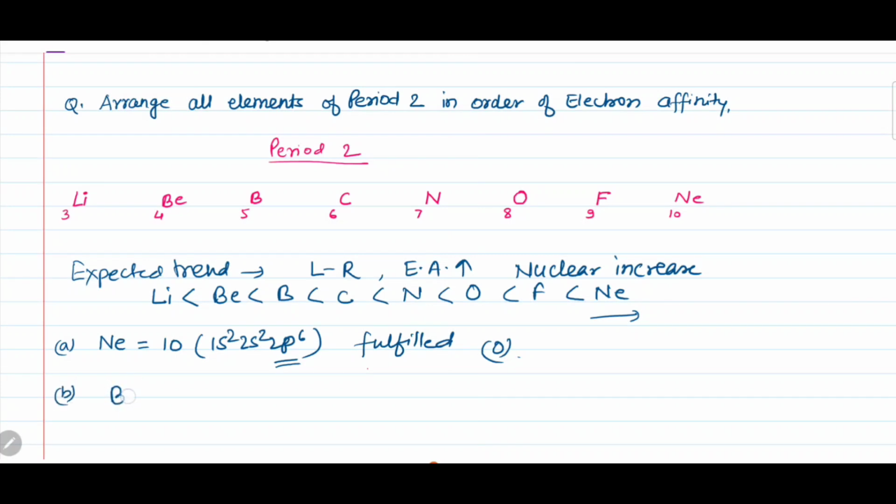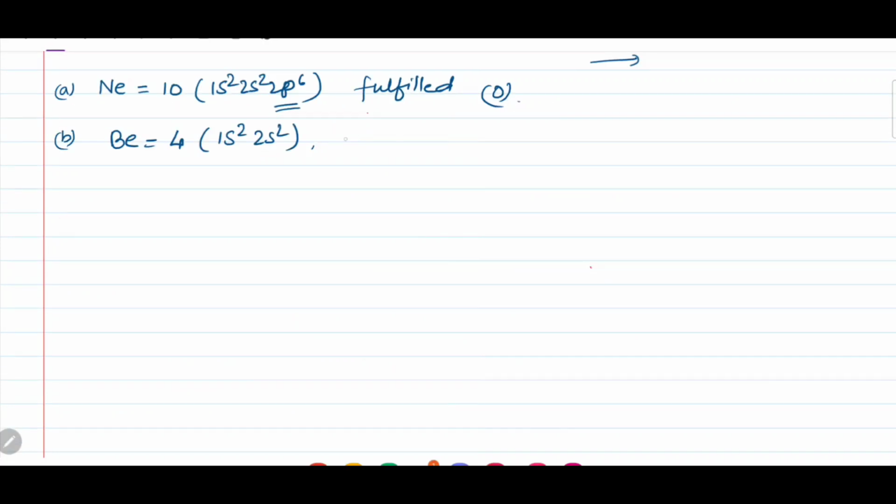Second, beryllium with atomic number 4 has electronic configuration 1s2, 2s2. Here the 2s orbital is fulfilled, which is a stable configuration. So due to its stability, beryllium also has less tendency to accept an electron. So here also electron affinity is very less or nearly 0.